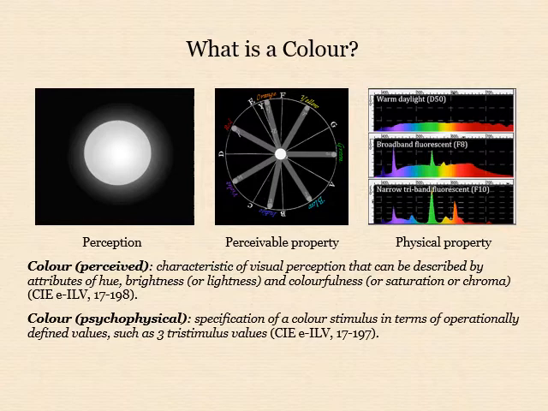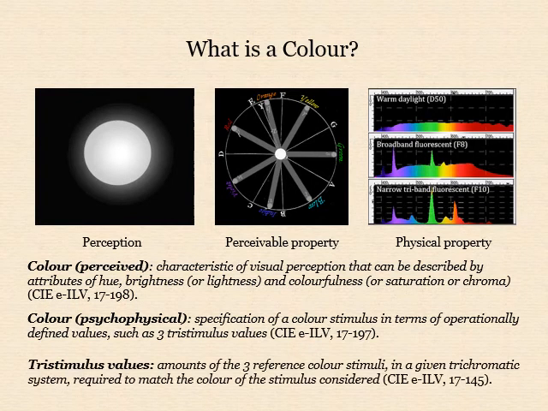A psychophysical colour is defined as a specification of a colour stimulus in terms of operationally defined values, such as three tristimulus values. And tristimulus values are in turn defined as the amounts of the three reference colour stimuli in a given trichromatic system required to match the colour of the stimulus considered. A psychophysical colour is the measurable property that we use to specify the colour of a light or an object. In Newton's terms, perceived colour is colour in the sensorium or mind, while psychophysical colour specifies colour in the rays or in the object, that is, their power and disposition to stir up this or that sensation of colour.